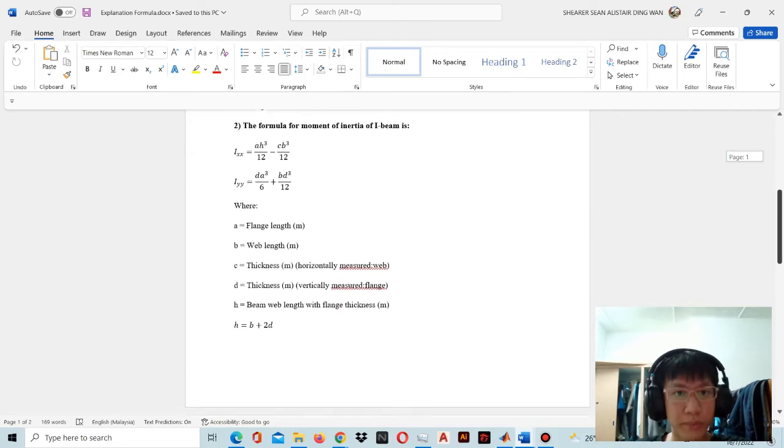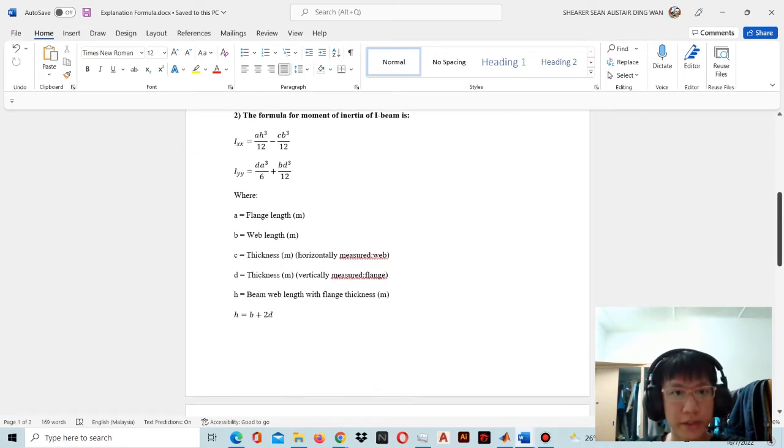The formula for the moment of inertia, which we can see is used in the formula of critical load, will be in Ix plane and in Iy plane. In the x plane, it is a h cubed over 12 minus c b cubed over 12. And in the y plane, it will be d a cubed over 6 plus b d cubed over 12, where a is the flange length, b is the web length, c is the web thickness, d is the flange thickness, and h is the beam web length with flange thickness.